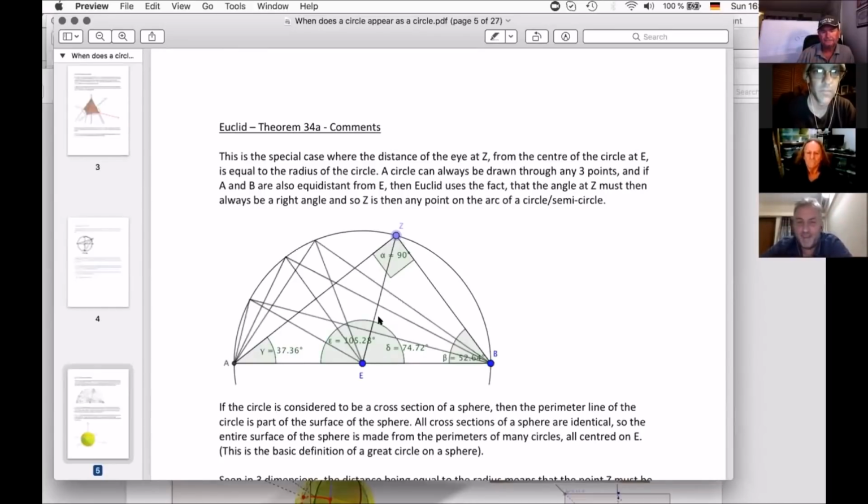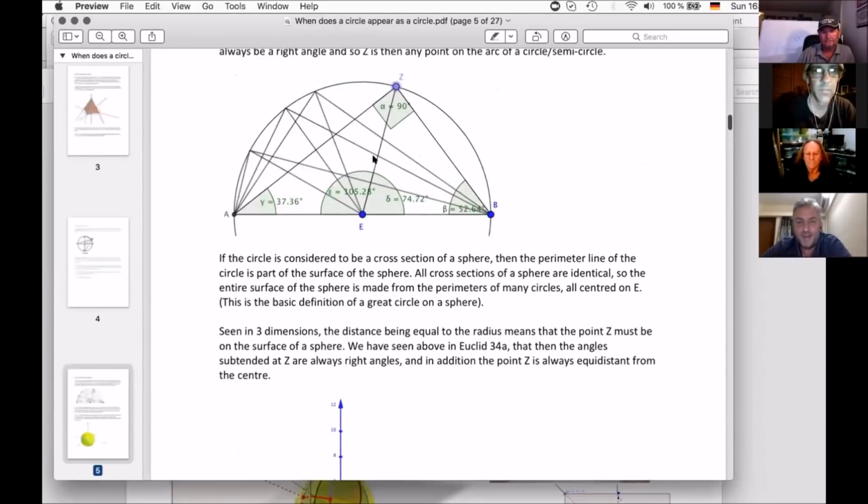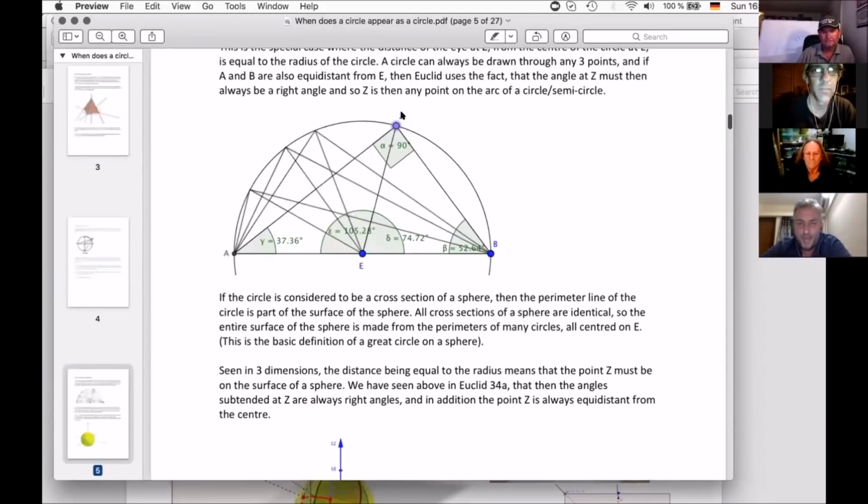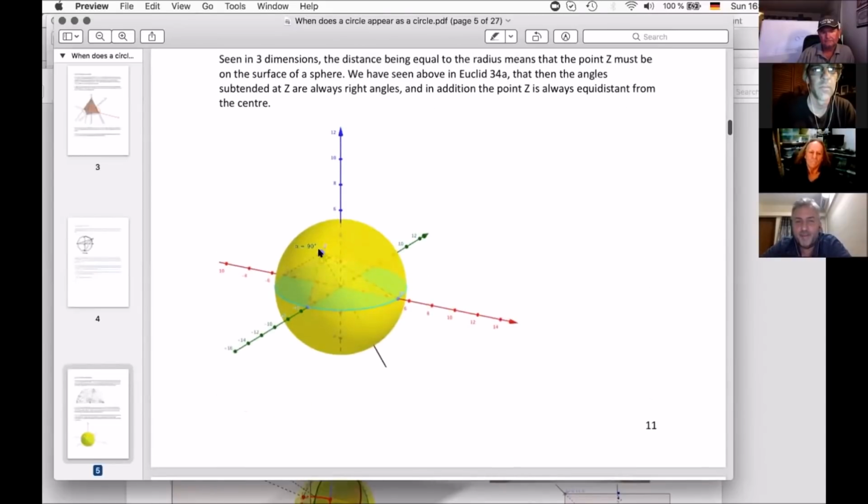If that's the case, then using Thales' theorem, you know that it is always going to be a 90-degree angle. It doesn't matter where you are. What it means is that if you are anywhere on a sphere that is the same radius as the circle you're looking at, the circle I'm looking at is this green one, and the eye is on the surface of a sphere, it doesn't matter where I go on this sphere, this thing is always going to appear as a circle to me.